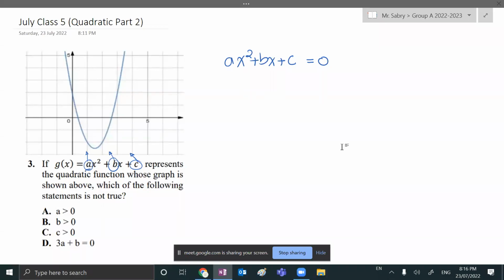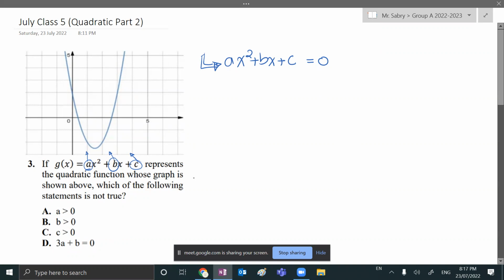So this is mainly the standard form of the quadratic equation. That's why it's one of the most important forms. And what they're asking you here to find is which of those is not true, which of those is incorrect. So all of them are correct except for one. And the question seems to be A is bigger than 0, B bigger than 0, C bigger than 0, and so on.